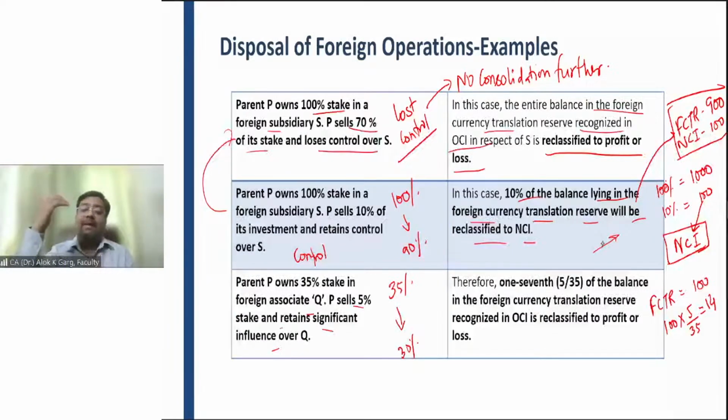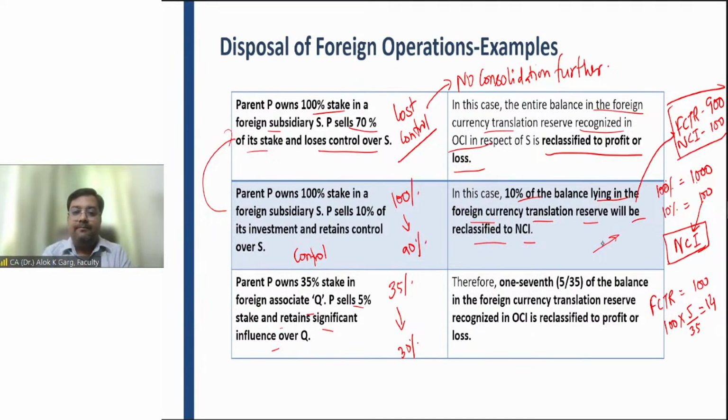भाई आपका पहले let's say 80% स्टेक था, आप 80 से 60 पे आ गए, तो जब 80% स्टेक था तो 20% एनसीआई था, माइनॉरिटी था. जब आपका स्टेक 60% हो गया तो माइनॉरिटी 40% हो गया, राइट? Right? So this will go to the minority.